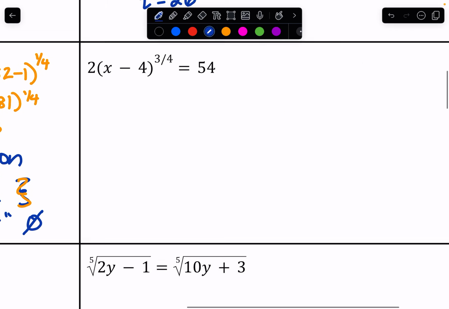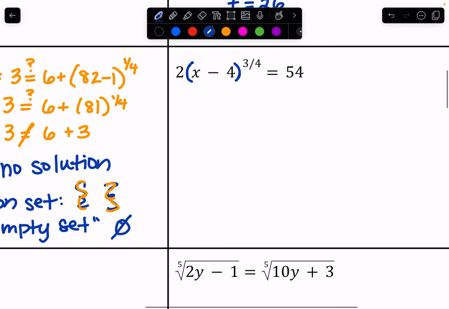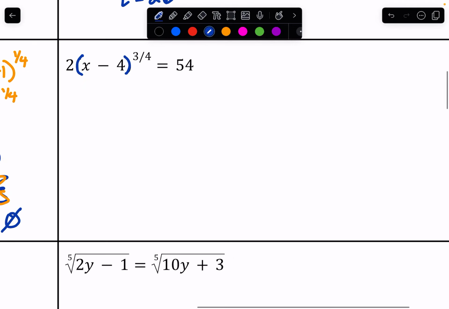All right, next problem, we've got 2 times x minus 4 to the 3/4 is equal to 54. So I need to get these parentheses by themselves, and at this problem, I left it as 1/4. For this problem, I'm going to switch it into the radical form so you can see what that looks like too. So I'm going to divide by 2, and then I'll switch it to the radical form so you can see.